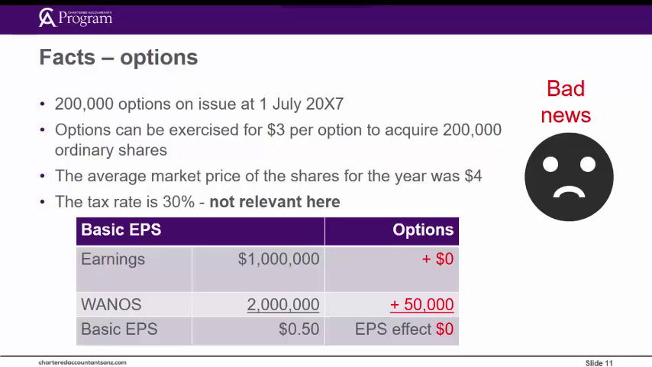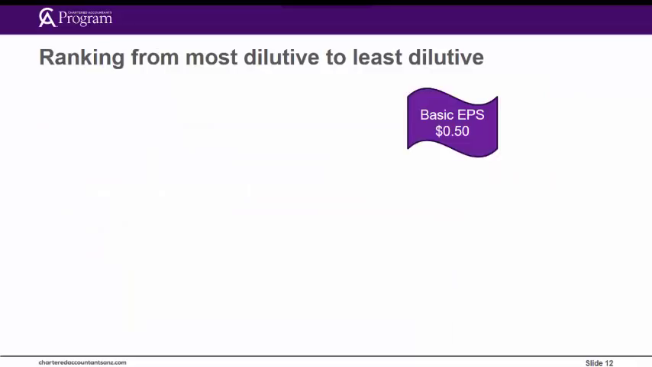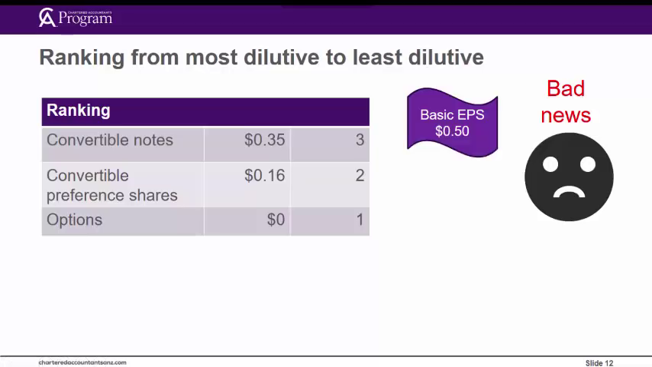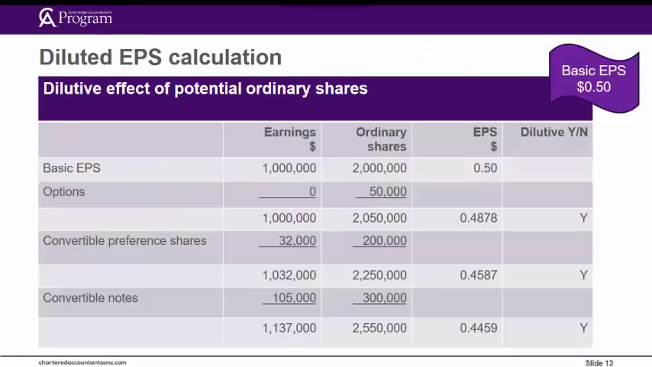They are dilutive. So what we then need to do is rank those 3 dilutive instruments from the most dilutive to the least dilutive. We can see that the options, because we start with 0, are the most dilutive. The preference shares were 16 cents, so they're the second most, and the least dilutive are the convertible notes. We use this information to calculate our diluted earnings per share, keeping in mind that our basic earnings per share was 50 cents. So, bad news happening for our ordinary shareholders.